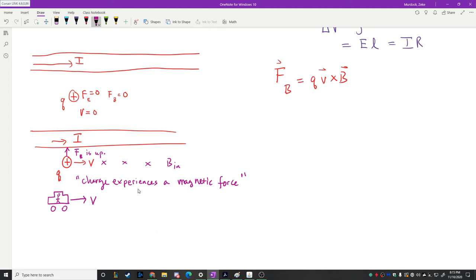It looks like the charge isn't moving, right? What I would see is the wire moves to the left, basically. And it looks like the charge isn't moving. What would I say is happening to that charge? First of all, would the charge still experience a force upwards, even if I was moving alongside it? What do you think?